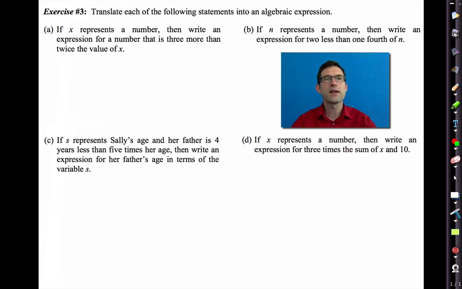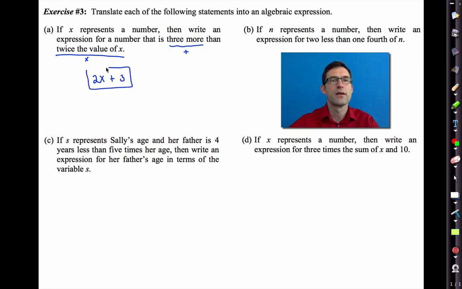Okay? So let's take a look at letter A. If x represents a number, then write an expression for a number that is 3 more than twice the value of x. So we want a number that is 3 more than twice the value of x. Well, 3 more, that's going to be addition. Twice the value of x, that's going to be multiplication. Unless otherwise told, we should do that multiplication first. So there's twice the value of x, and there's 3 more.